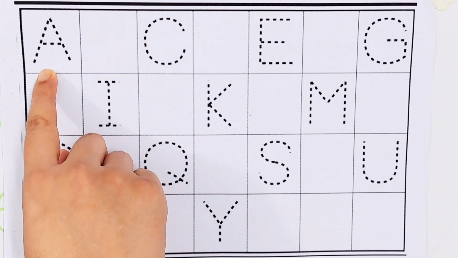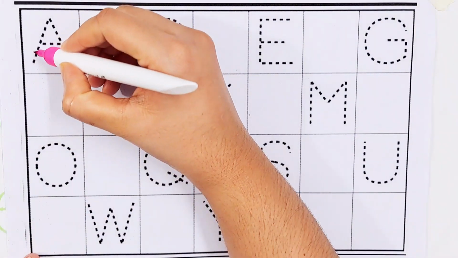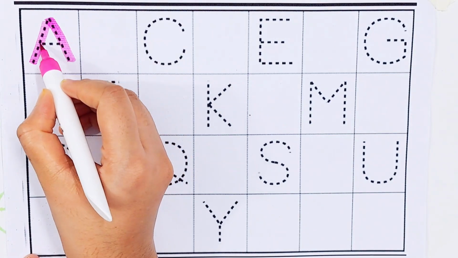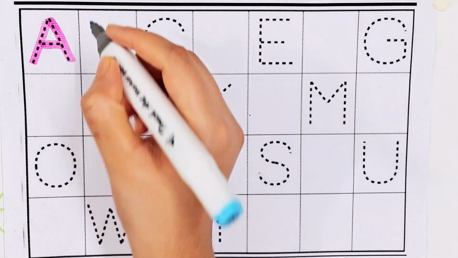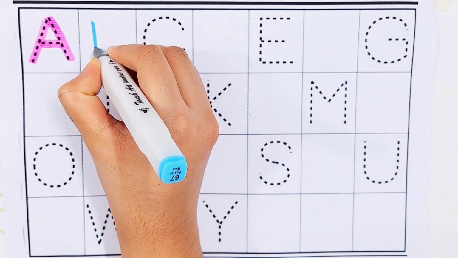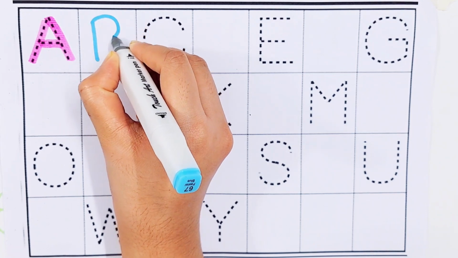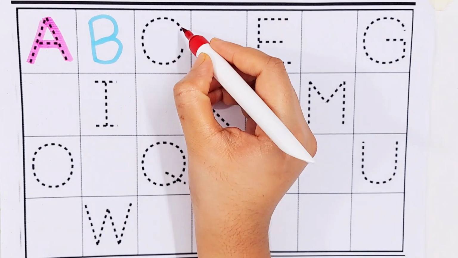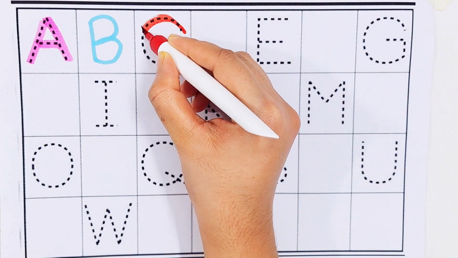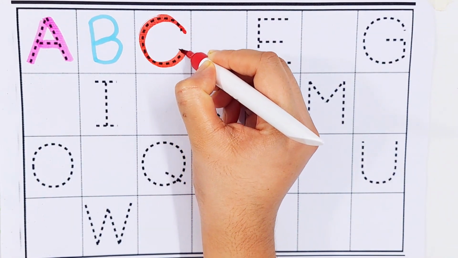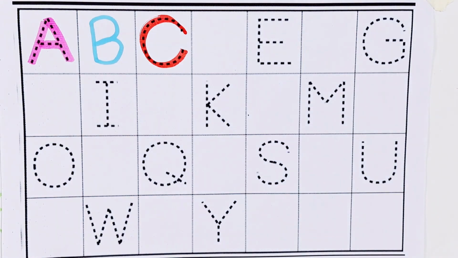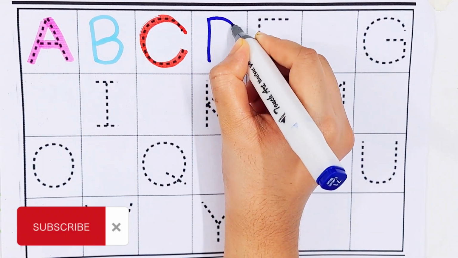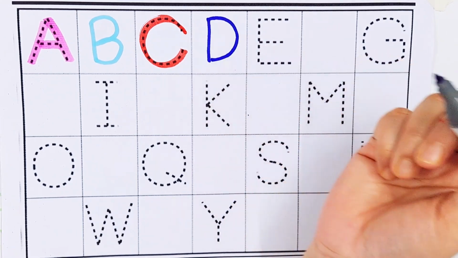Let's learn some alphabets. A for avocado. B for box. C for cake. D for dolphin.